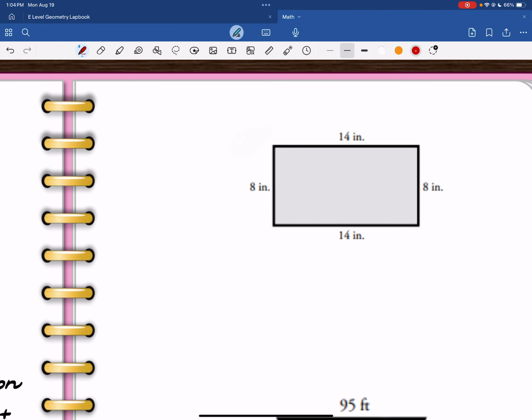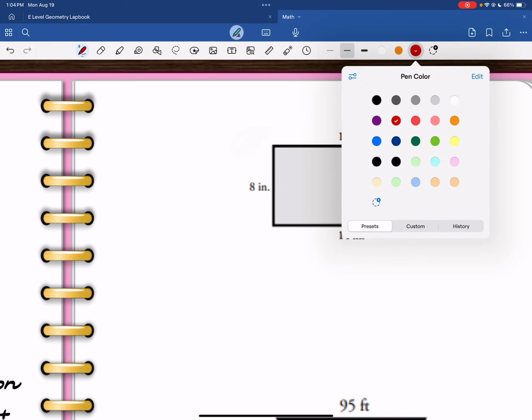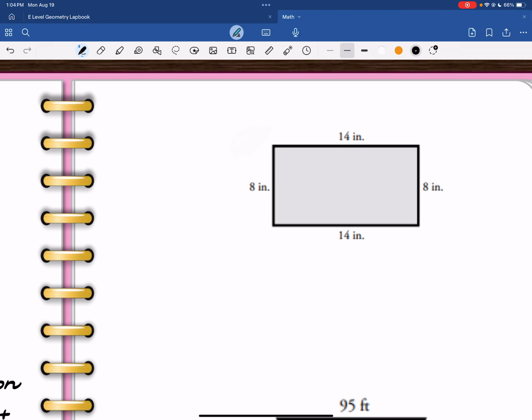Okay, so this one is a rectangle. It does not have equal sides, but I will show you a shortcut on this one. Let's get the long way first. So perimeter, this is a quadrilateral, so we have side 1 plus side 2 plus side 3 plus side 4. And again, it doesn't matter which side you do first.